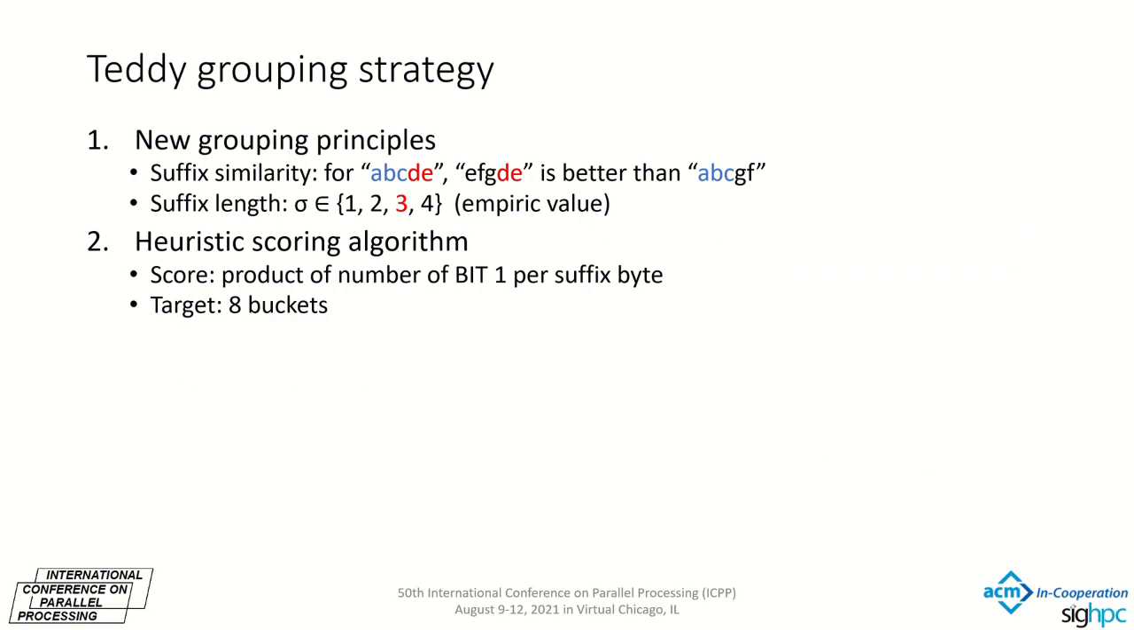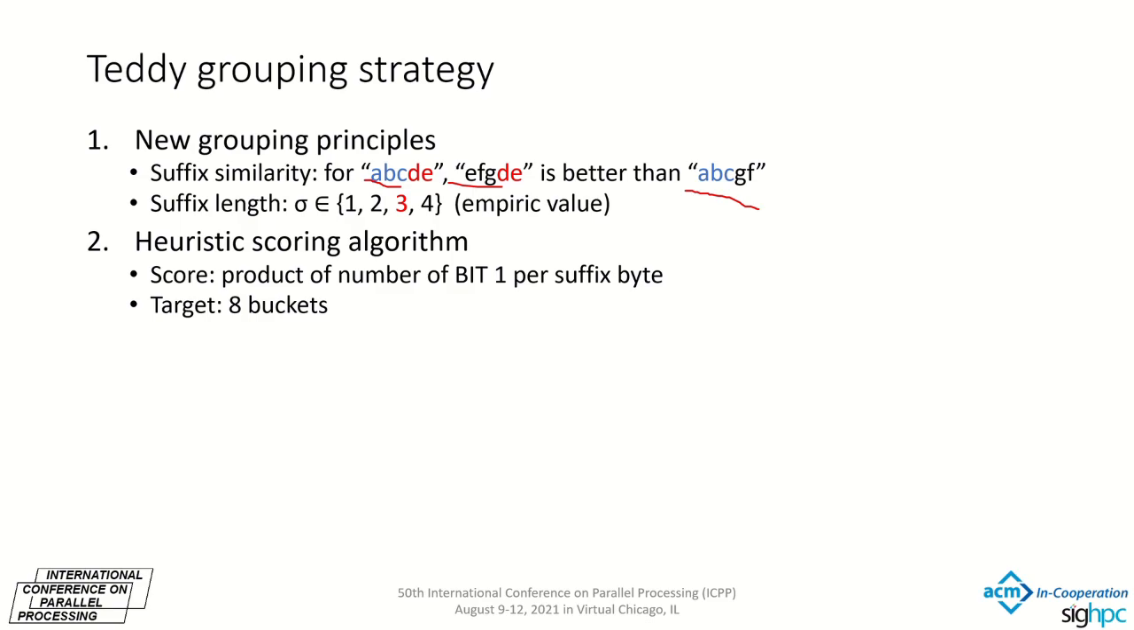The grouping strategy of Teddy is different from FDR. The principle is about suffix similarity. According to the FDR rules, ABCDE should be grouped with ABCGF, but after using the new grouping rules, ABCDE will be grouped with EFGDE. In addition, the range of suffix matching length is from 1 to 4. Through experiments, we found that 3 is the most suitable length of a suffix.